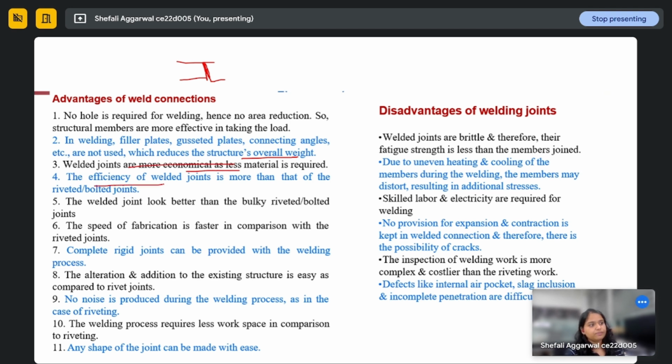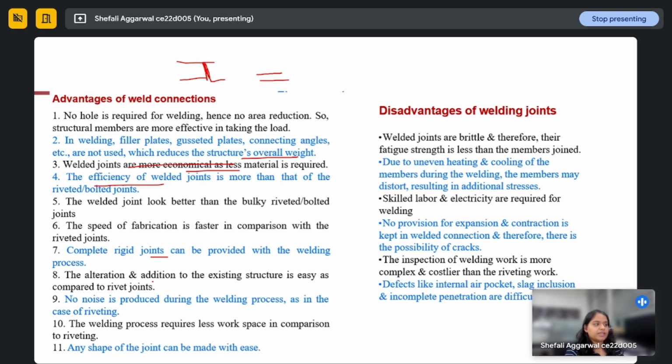Efficiency is more. How do we calculate efficiency in bolt cases? Strength of our bolt divided by strength of our plate. In this case, we'll see how we calculate the efficiency. Mostly the efficiency of a welded joint will be more than that of a rivet or bolt joint. It looks aesthetically better than a rivet or bolt joint, and speed of fabrication is faster. Last, a completely rigid joint can be provided.